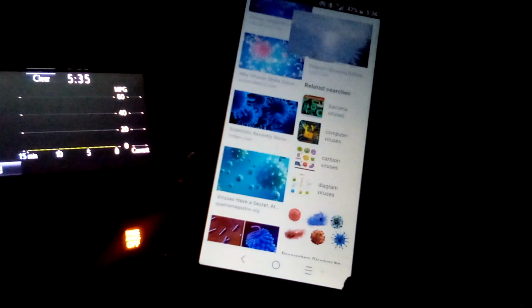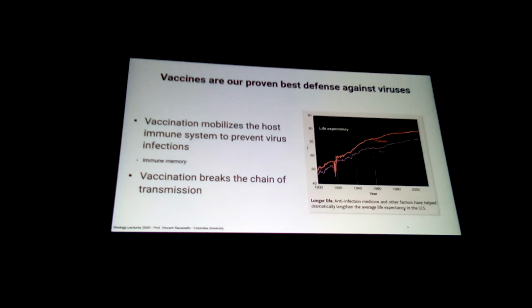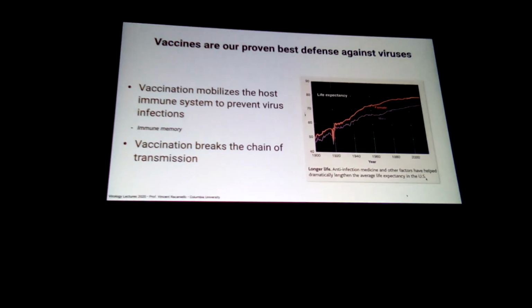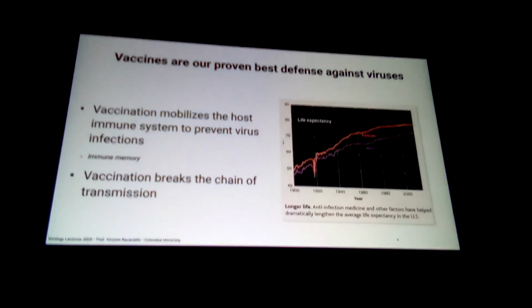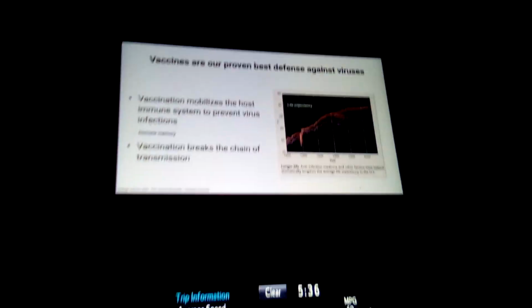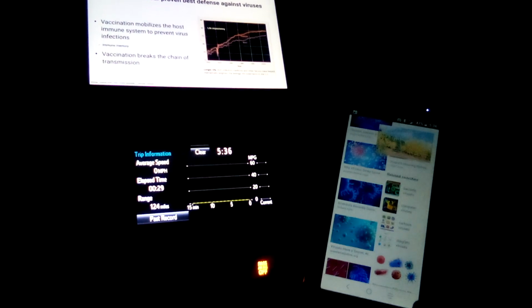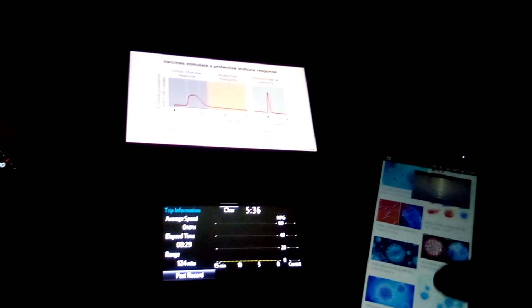Vaccines are part of the anti-infection medicine and other factors, public health measures, sanitation, and so forth, that have dramatically lengthened the average life expectancy in the U.S. since the 1900s. It has consistently risen. So now males and females can expect to live between 70 and 80 years of age. This blip right here, this downturn, is the 1918 influenza pandemic, which killed many, many people globally. I wonder if we'll see a downtick in 2020.